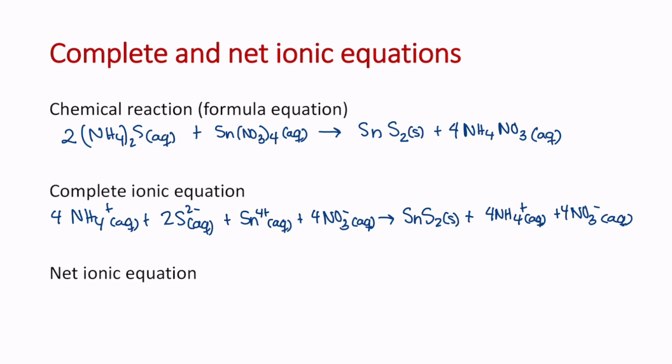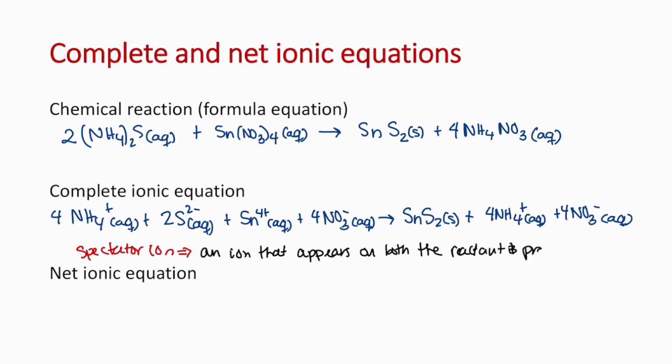So this is the complete ionic equation where we show that in solution, these ionic compounds are going to break up into ions. For the net ionic equation, you're going to write the chemistry that's going on. Okay, so we have something called a spectator ion. And a spectator ion is an ion that appears on both the reactant and product side of the reaction.